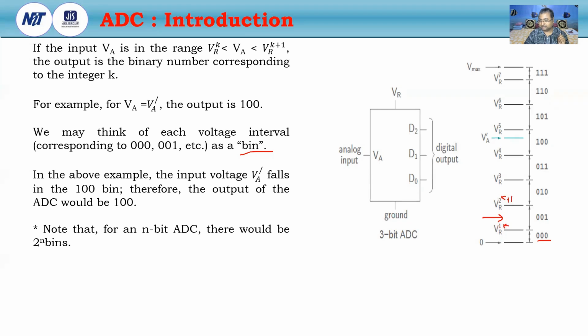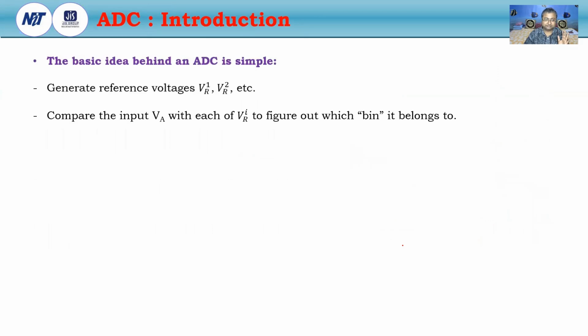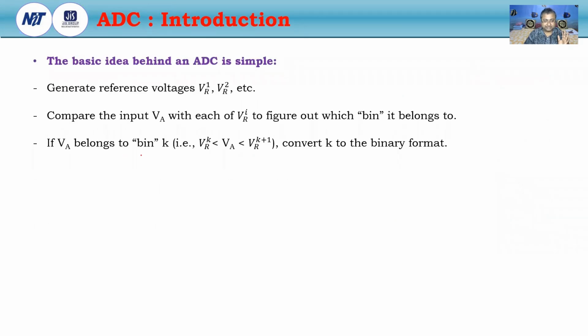If K is equal to 1, then K plus 1 is equal to 2. So if the VA lies between VR1 to VR2, that means K is equal to 1, then this 1 will be converted to the digital binary form. Clear? So the condition is if the VA lies between this voltage range, then this K will be converted in binary format. If this is 0, then the 0 will be formatted to the binary format. If it is 1, then it will be converted to the 1.